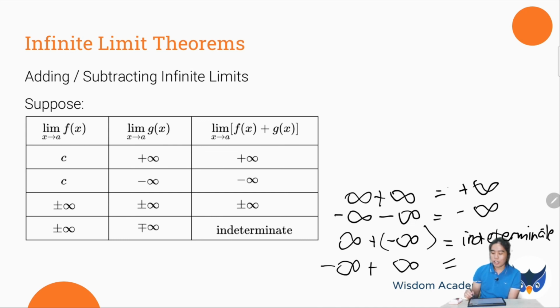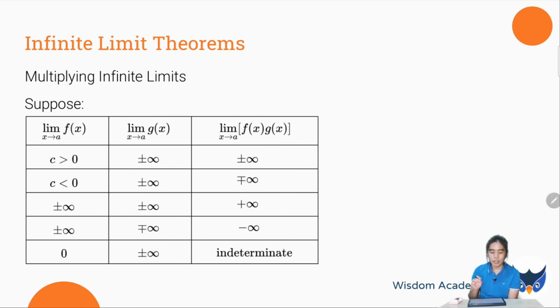Ayan. So, ayun, indeterminate uli siya. Ibig sabihin, the limit could either exist or not exist. So, kailangan pa natin ng further steps which we will discuss in a future topic. Okay? For multiplying infinite limits, so ganun lang din.